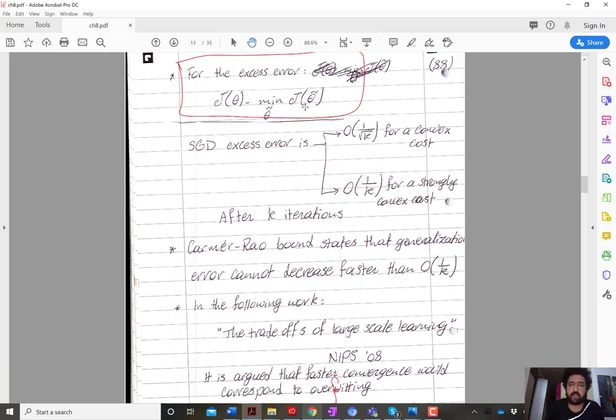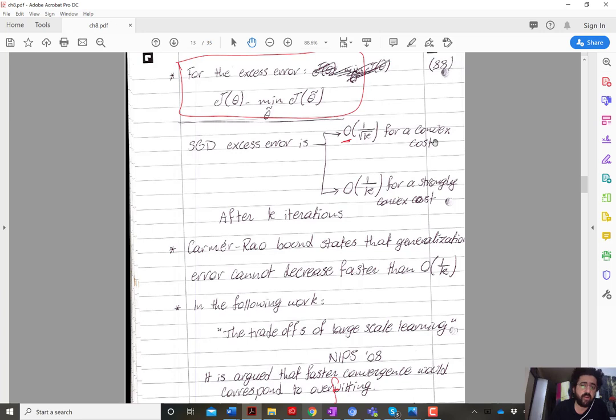There are theoretical results about SGD that provide guarantees on how the excess error will scale with the number of iterations. We are using big O notation here, which means it scales within a constant. So we have two results: it's order 1 over square root k if the cost function is convex, and order 1 over k, or linear with the number of iterations, for a strongly convex cost.